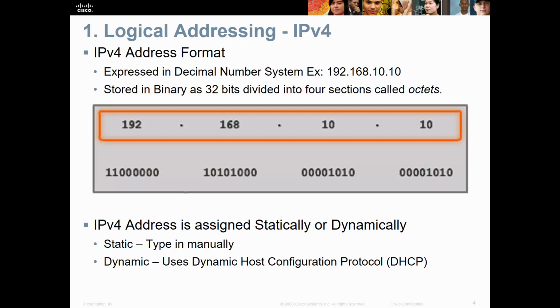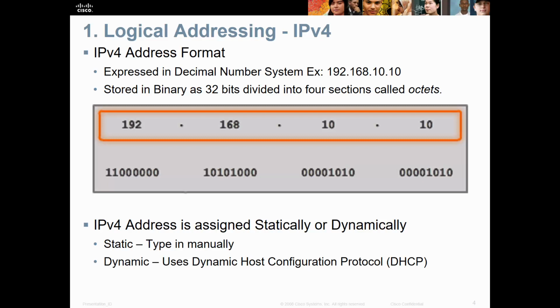So the total is 32 bits. So from the beginning, you want to know that an IPv4 address consists of 32 bits represented in 8-bit chunks. We call them octets. Each octet represents one of the 4 numbers that represent the IPv4 address.